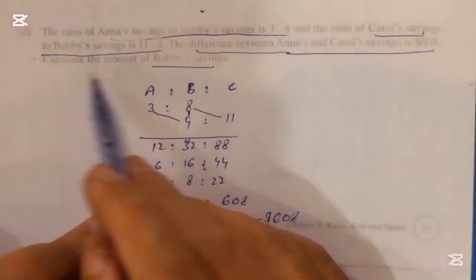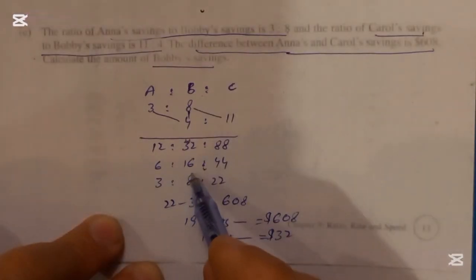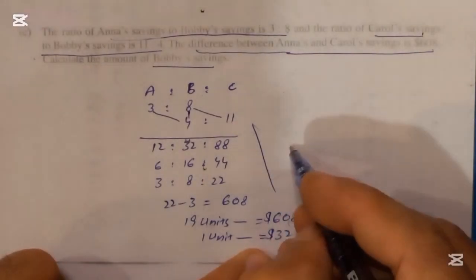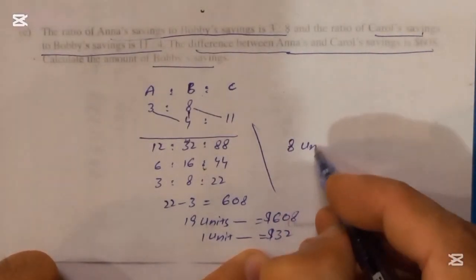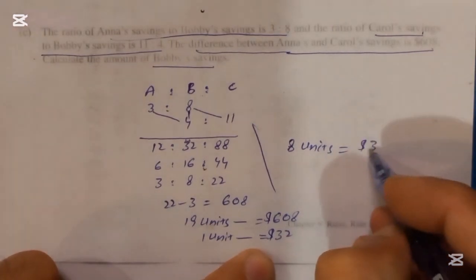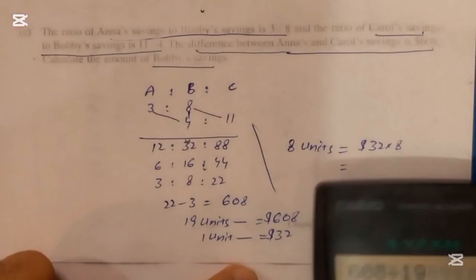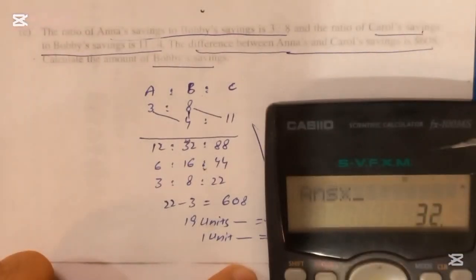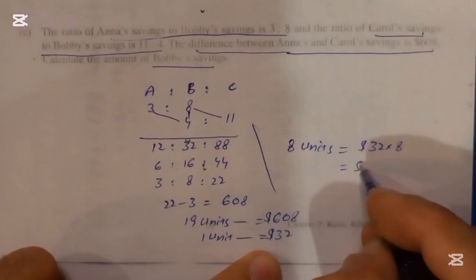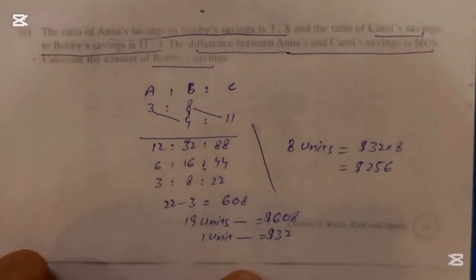And now the requirement is to calculate the amount of Bobby's savings, and Bobby's ratio is 8. So 8 units will represent 32 multiplied by 8. So 32 into 8 will be equal to 256. So this is the method of this kind of question.